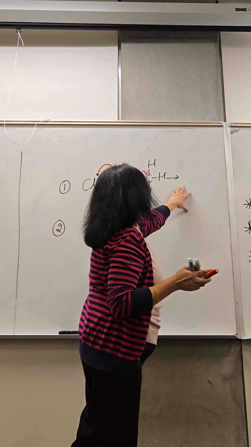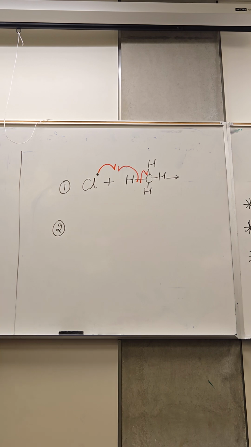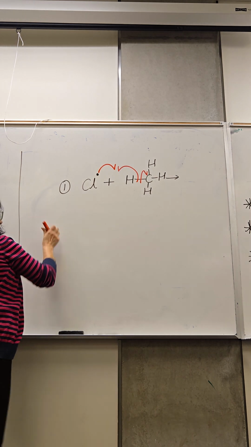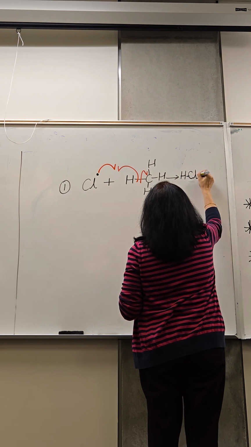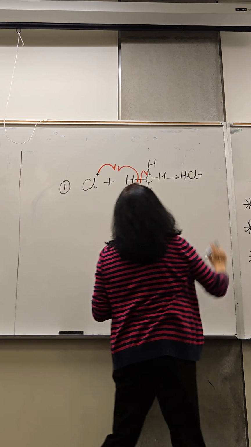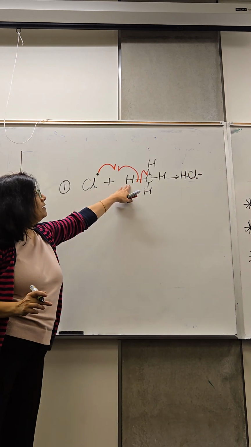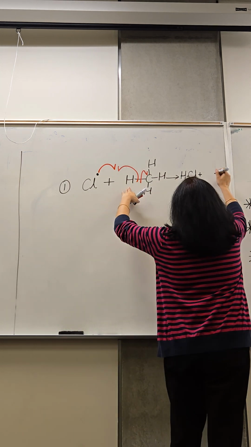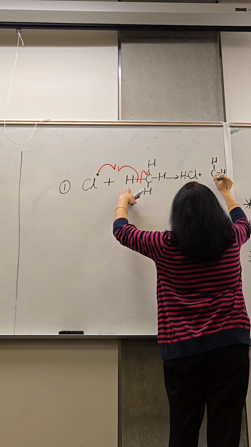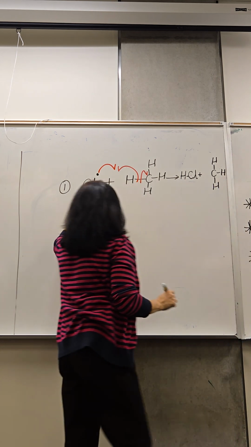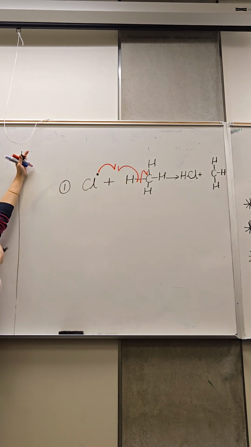Can someone tell me what's the outcome when that happens? What does it create? HCl. HCl and CH3. There's no Cl. Oh, Cl went here. CH3, sorry. No, Cl went to the hydrogen. There's only one Cl. Right now there is only CH3, the free radical. Free radical.